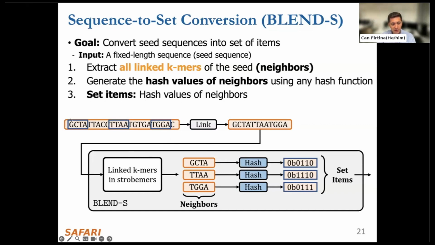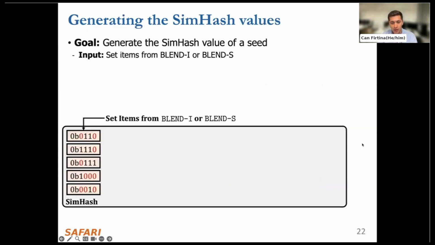This is also how Blend S works. I'm not going to explain it in detail, but essentially, rather than extracting all overlapping k-mers from a seed, we only extract linked k-mers in the sequence, if we're using a linked k-mer strategy, for example. Then similarly, we extract the hash values of these linked k-mers, and we use these hash values as the set items. So now that we identify the set items using either Blend I or Blend S, we can use these items with the SimHash technique.